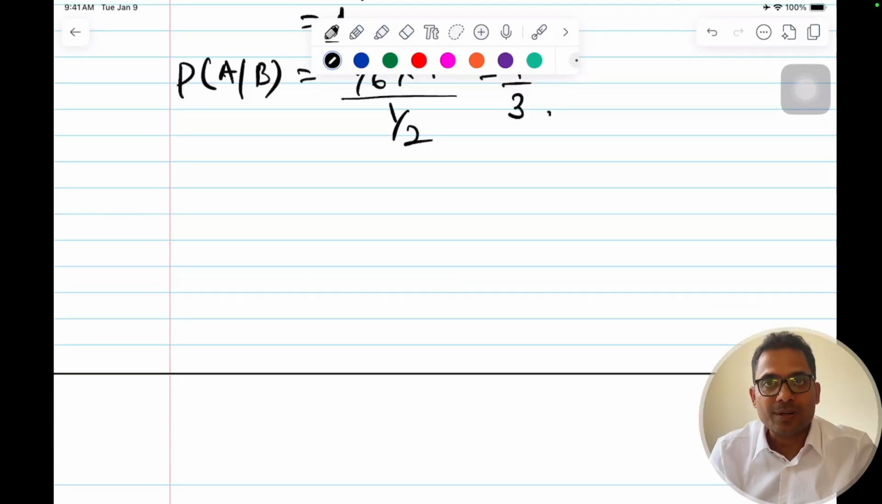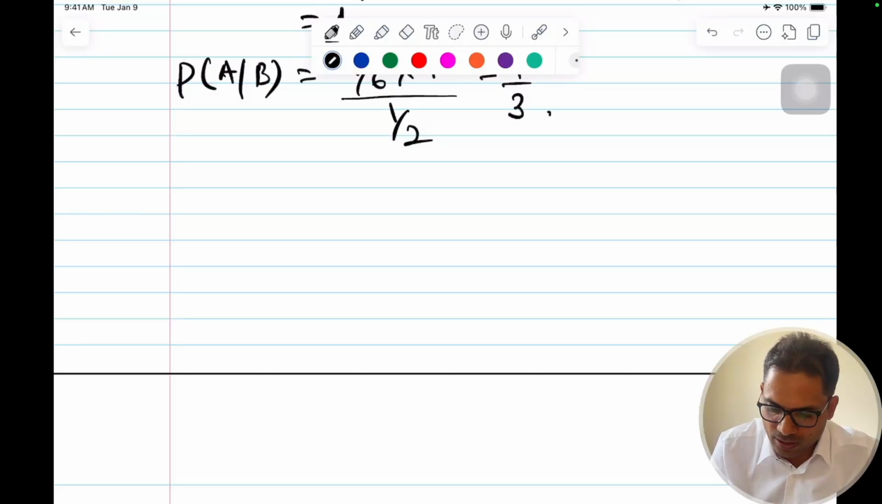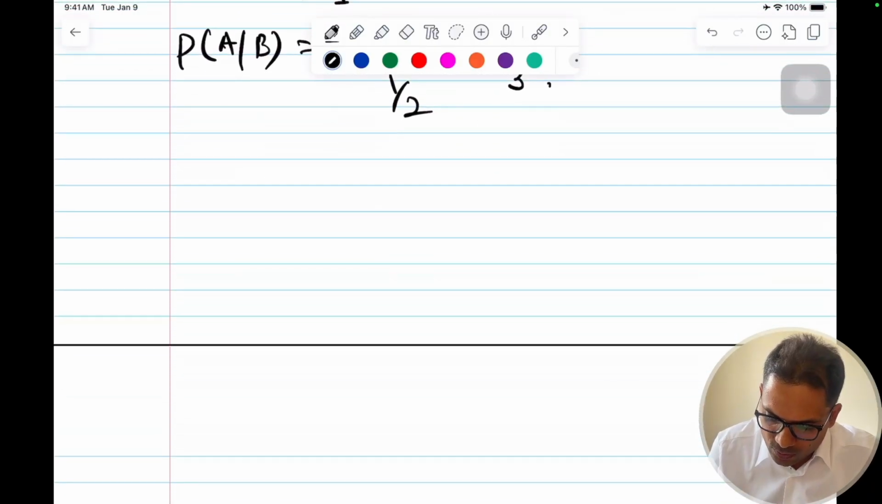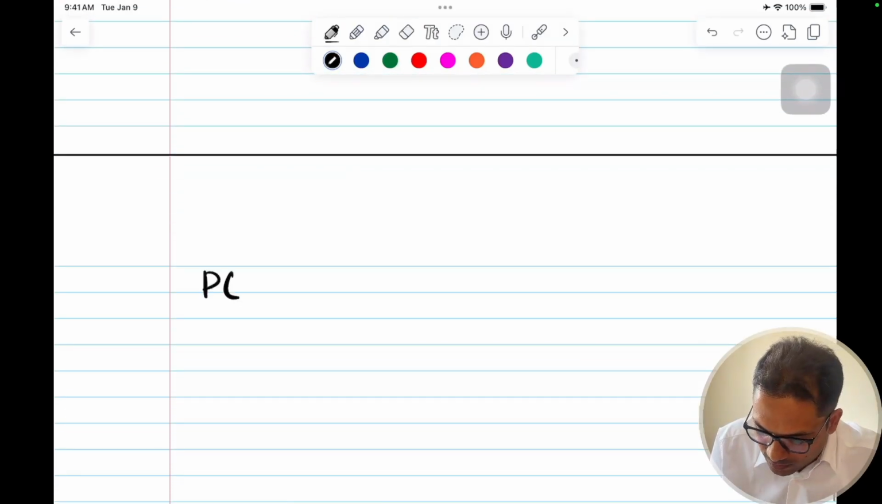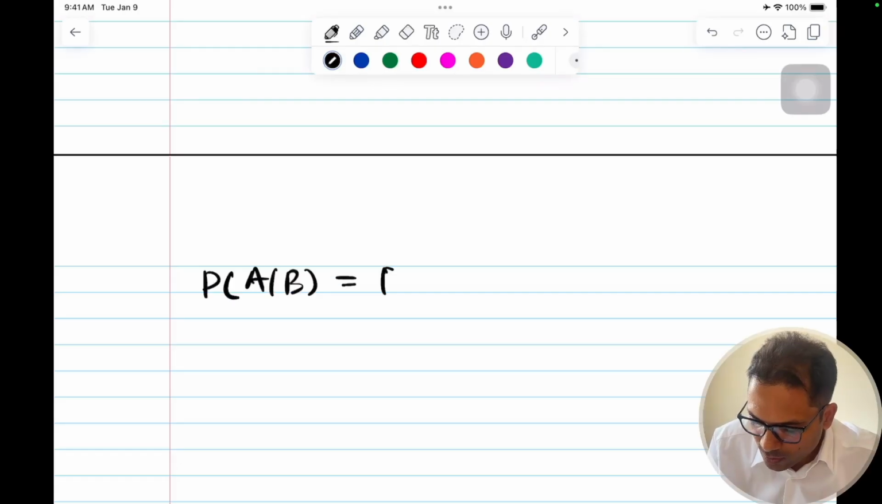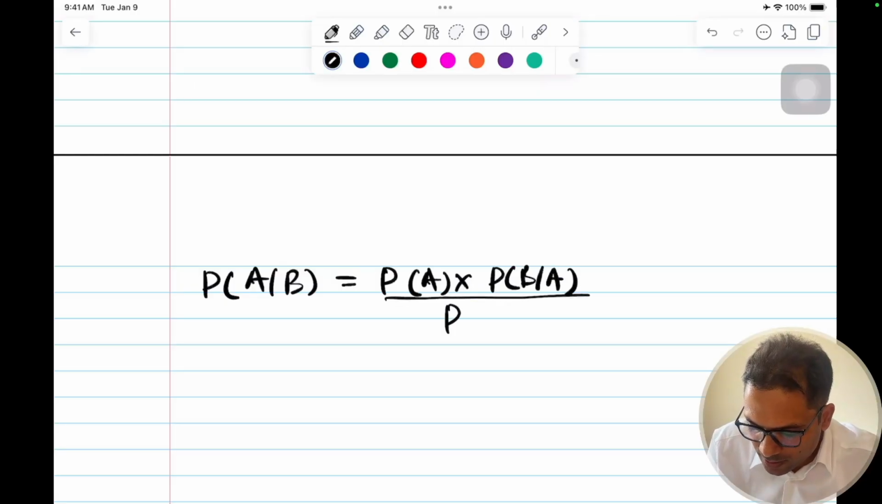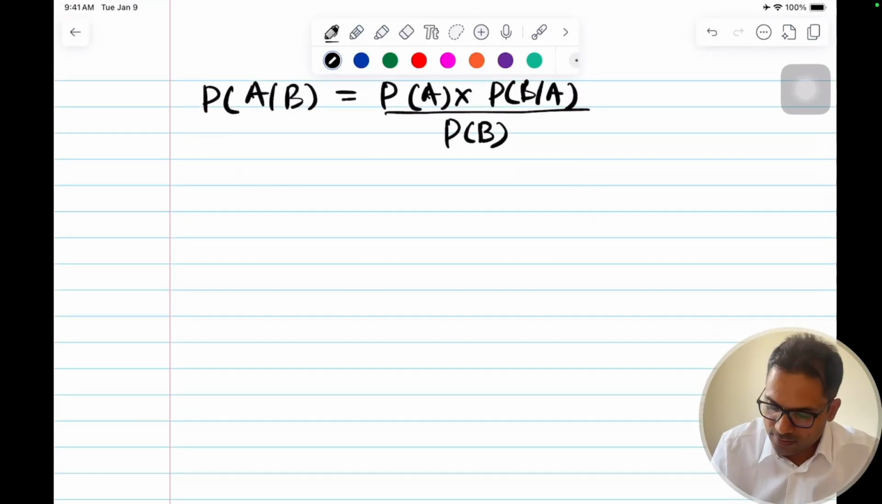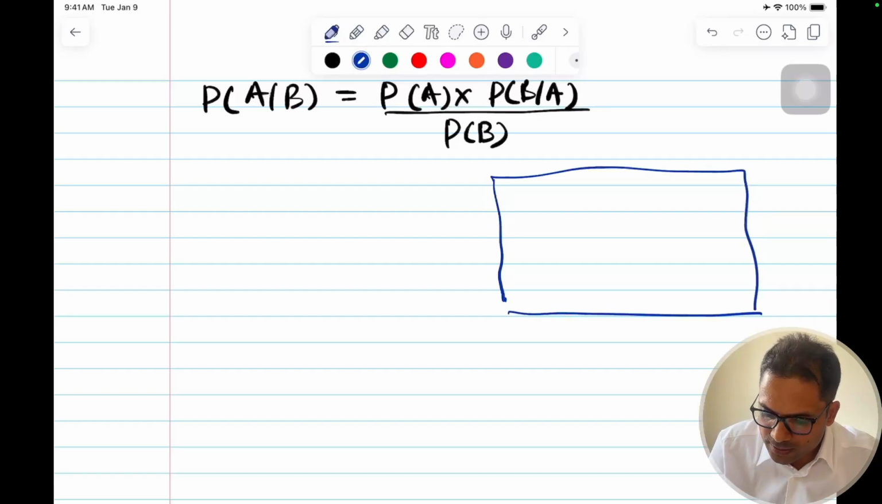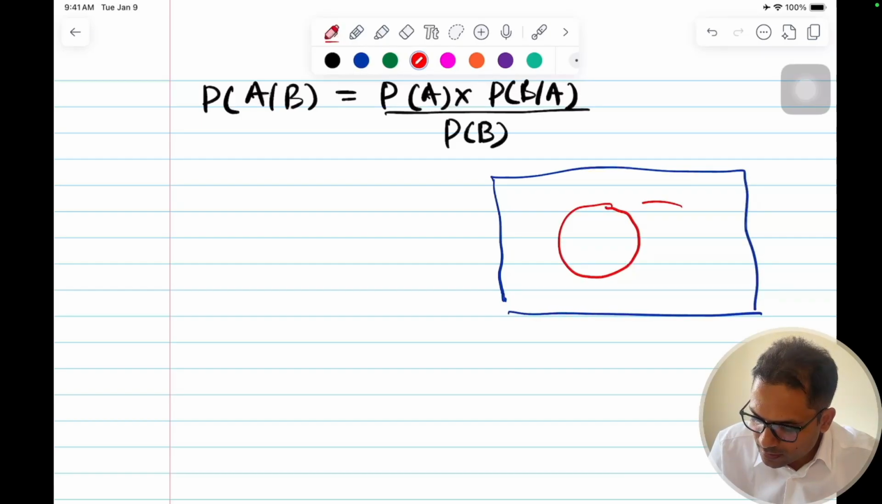Now let's dive deeper into Bayes theorem and understand its generalized form. We have seen this example, and we have understood Bayes theorem very well. So what is Bayes theorem? P of A given B is equal to probability of A times probability of B given A, divided by probability of B. Now if you see this with the help of a diagram, we can draw this. See, this is our sample space, this is our A, this is our B.